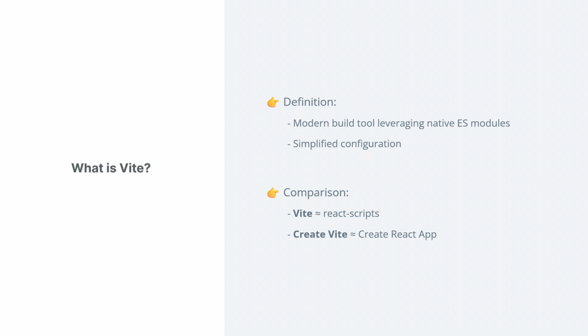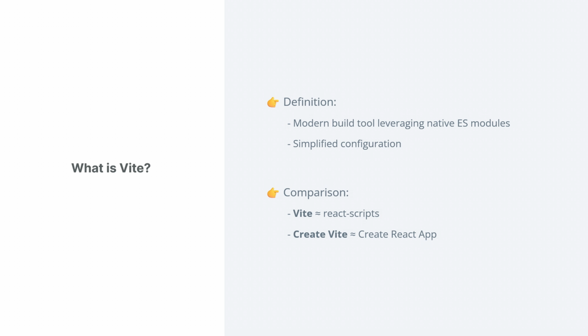Create Vite is a CLI tool provided by Vite to scaffold projects quickly. It sets up a basic project with predefined configurations, saving time for developers who want to start coding immediately. If we compare it to the traditional method introduced in the last lesson, Vite is equivalent to React scripts, and Create Vite is equivalent to the Create React App scaffolding tool.